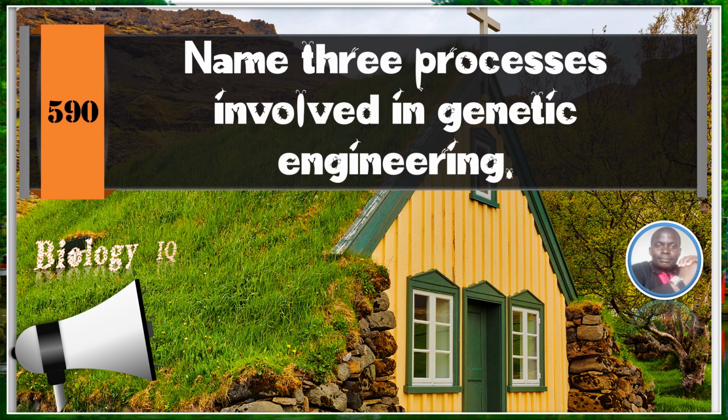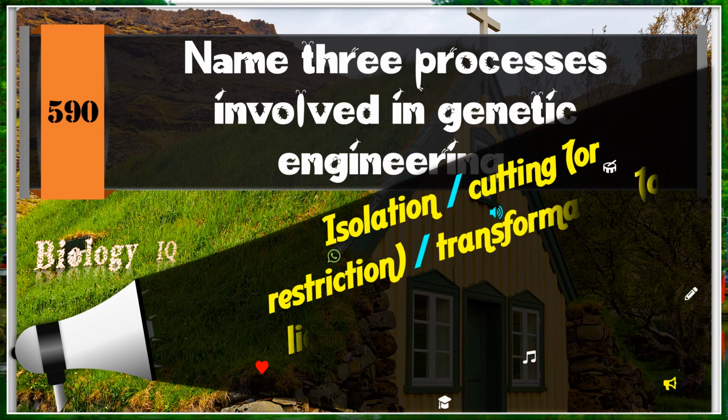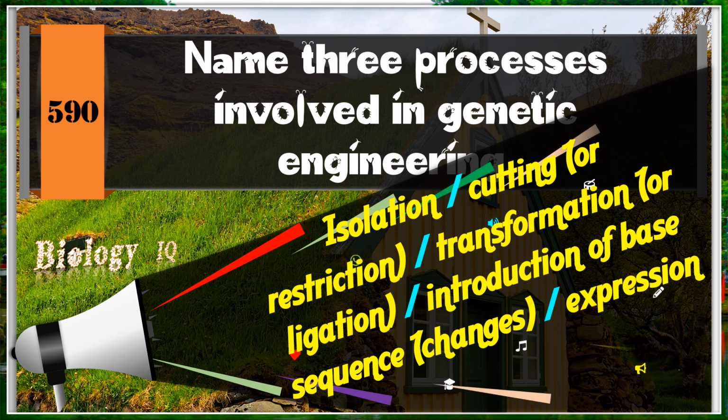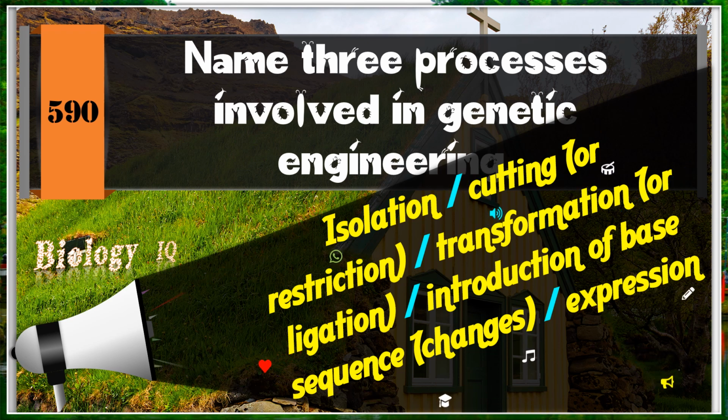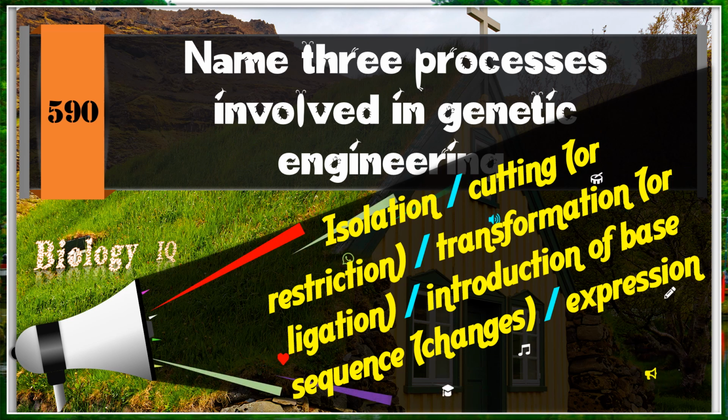Name 3 processes involved in genetic engineering. We have isolation, cutting or restriction, transformation or ligation, introduction of base sequence or changes, and expression.